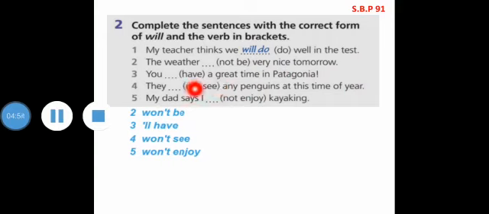You, and between brackets, have a great time in Patagonia. Yes, you'll have a great time in Patagonia. And number 4, they won't see any penguins at this time of year. Yes. And what about number 5? My dad says I won't enjoy kayaking. Won't, again, it is will plus not.